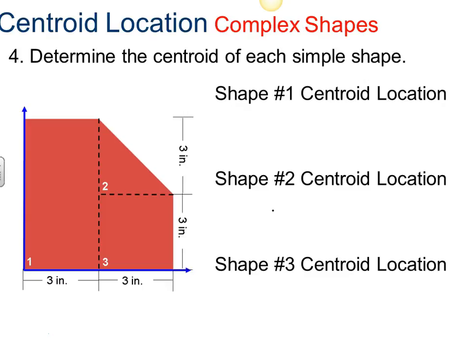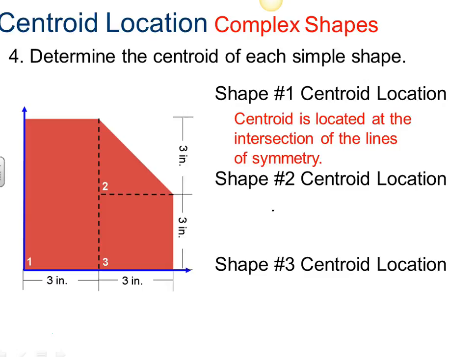Next, we determined the centroid of each simple shape. And so we've got our areas in the last one. Now we're going to determine our centroid location. So the centroid in shape number 1 is located at the intersection of the lines of symmetry. So we just draw our lines of symmetry, and there we are.